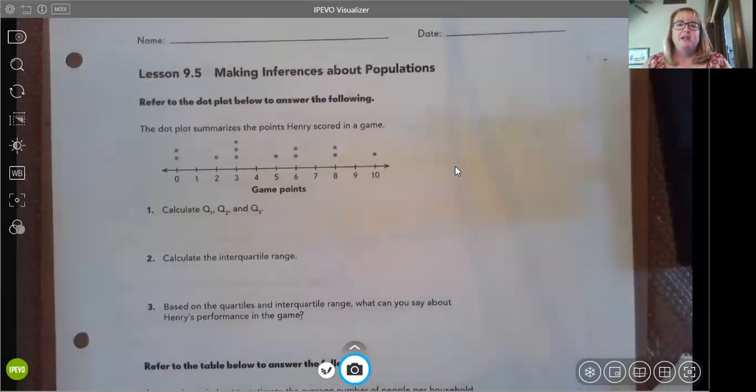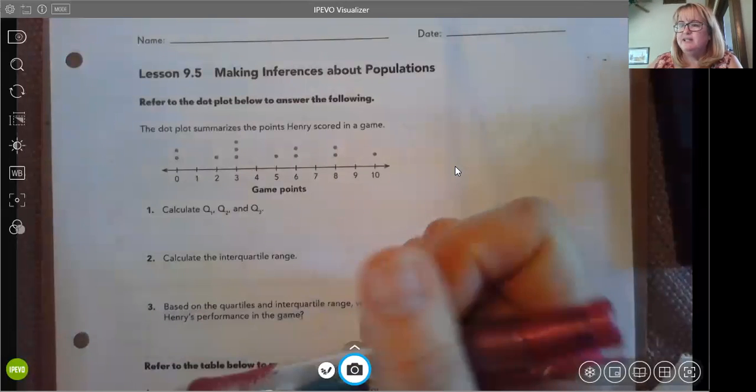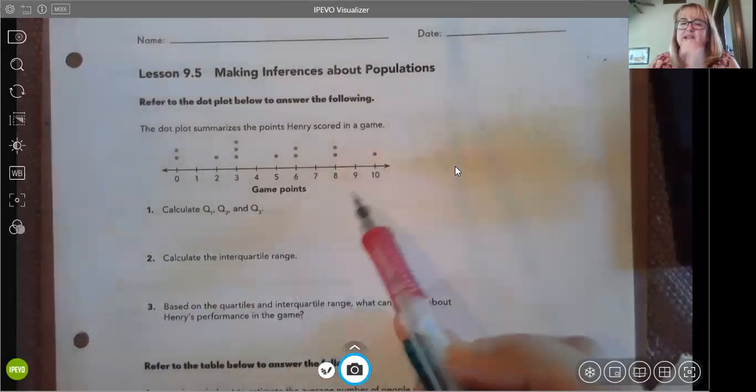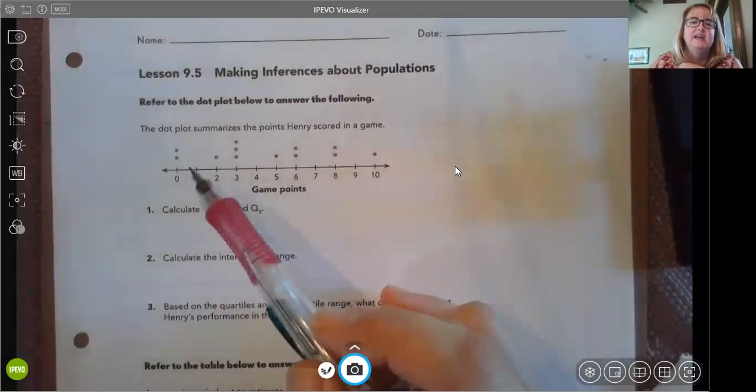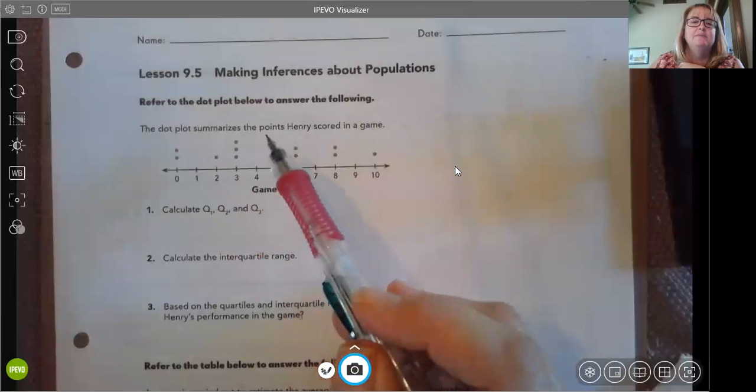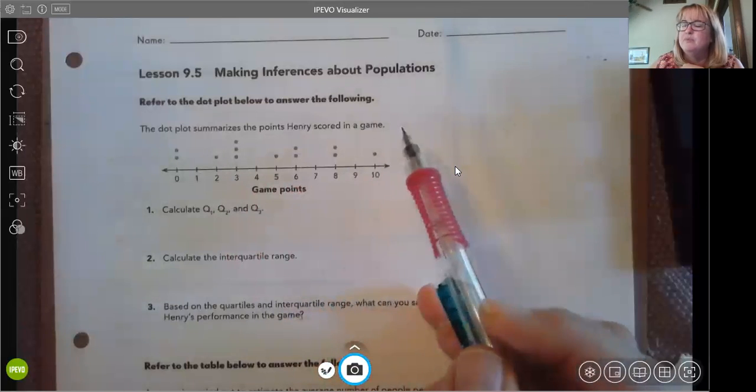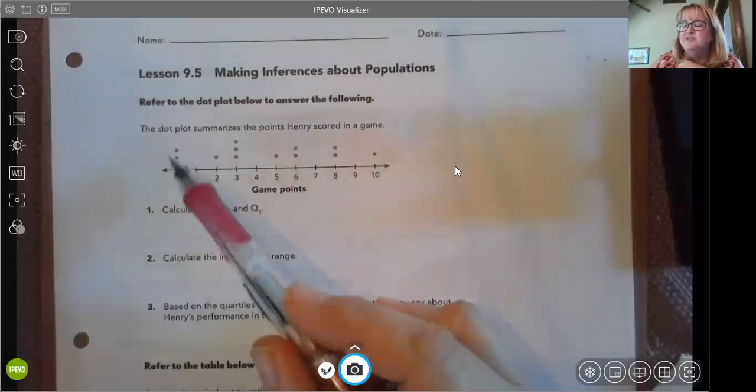Refer to the dot plot below to answer the following. The dot plot summarizes the points Henry scored in a game. So we are going to calculate Q1, Q2, Q3. A dot plot, I always have to think twice about a dot plot. Think of what it's saying, because it's got these game points and then it's got these dots. And it's summarizing the points Henry scored in a game. So each dot stands for a game.